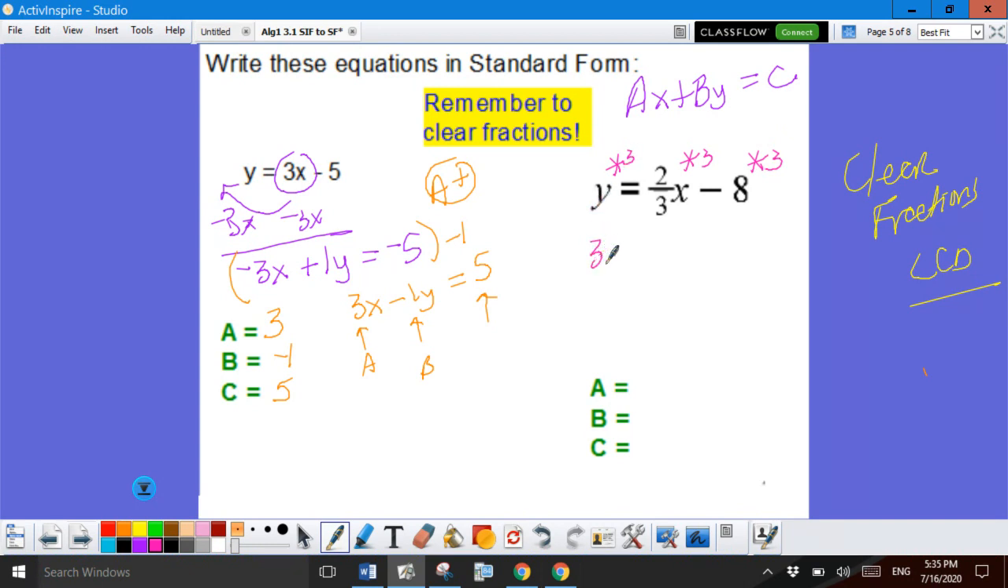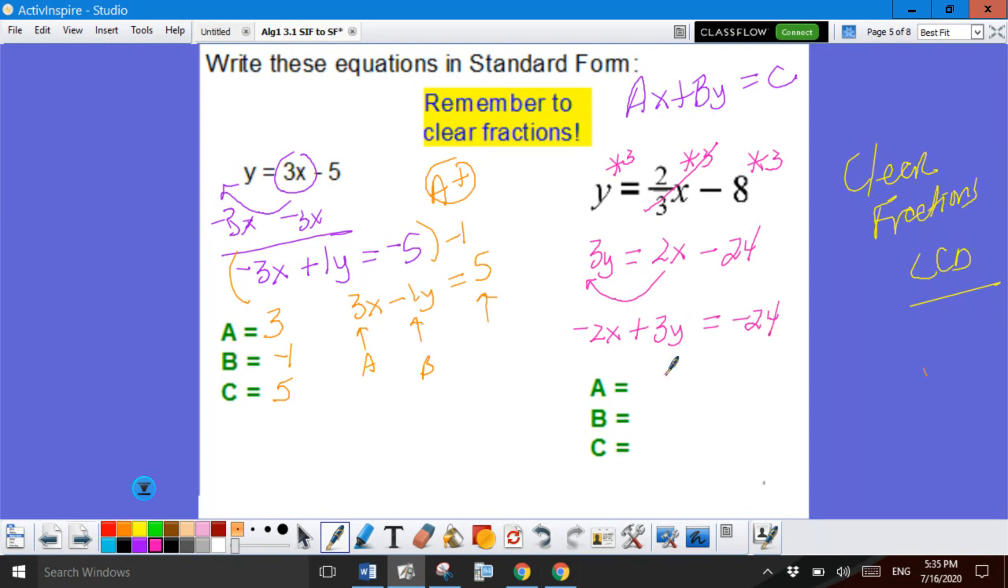So this gives me a 3y. Now here, 2 times 3 is 6. 6 divided by 3 is going to take me back to 2. So these really go away. And then minus 24. So I am super close to having the correct answer. I just need to move my x. So moving my x, I'm going to subtract. So minus 2x plus 3y equals a negative 24.